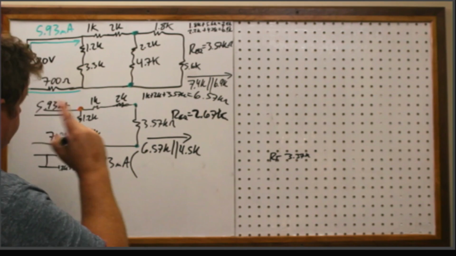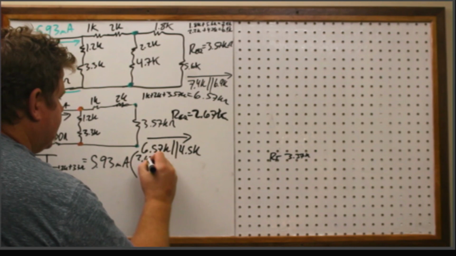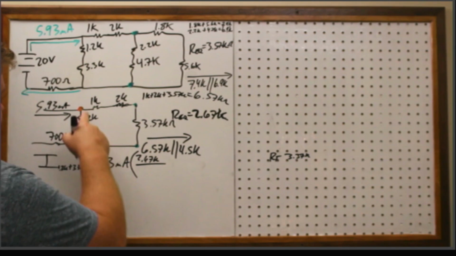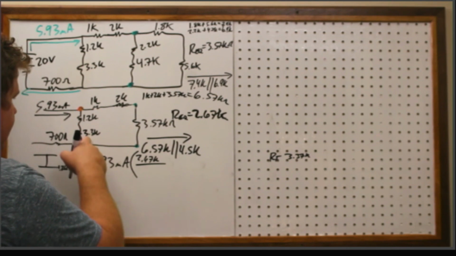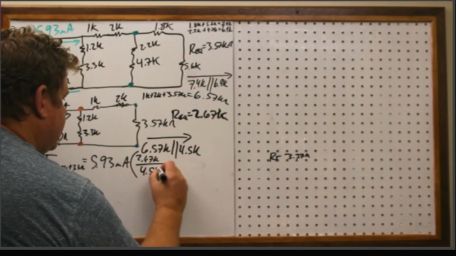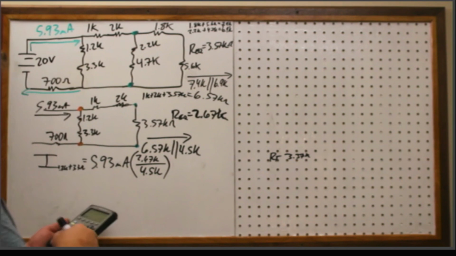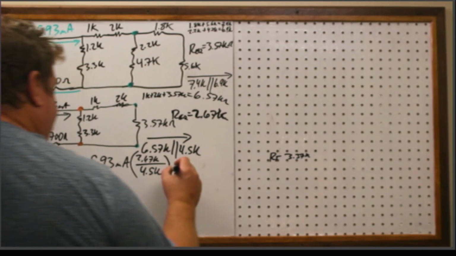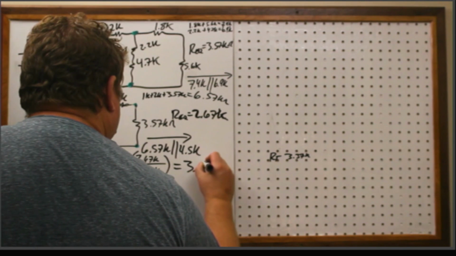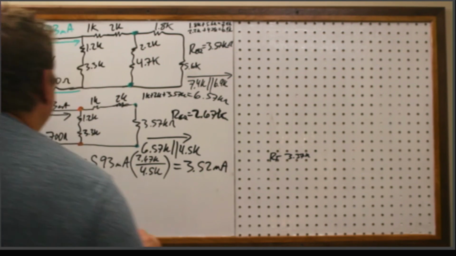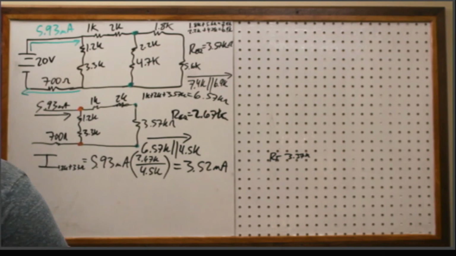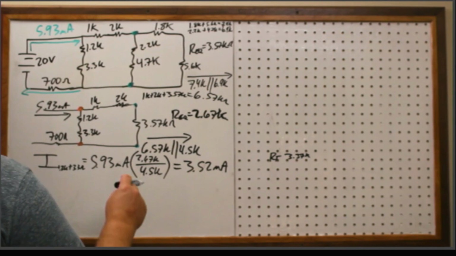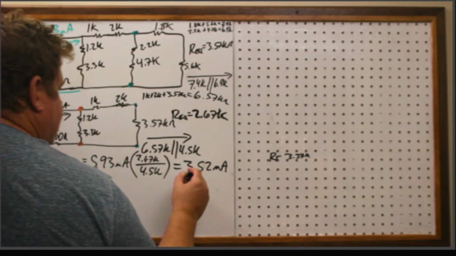So there's 5.93 coming into the node. And then we've got the total of 2.67K over this branch right here, which adds up to 4.5K. So 5.93 milliamps times 2.67K divided by 4.5K, and we've got 3.52 milliamps. Okay. Now, let's see, 6 and 4. Okay, so that sounds reasonable.